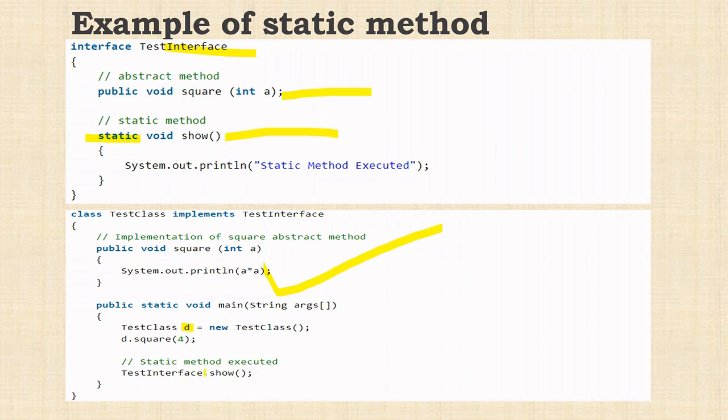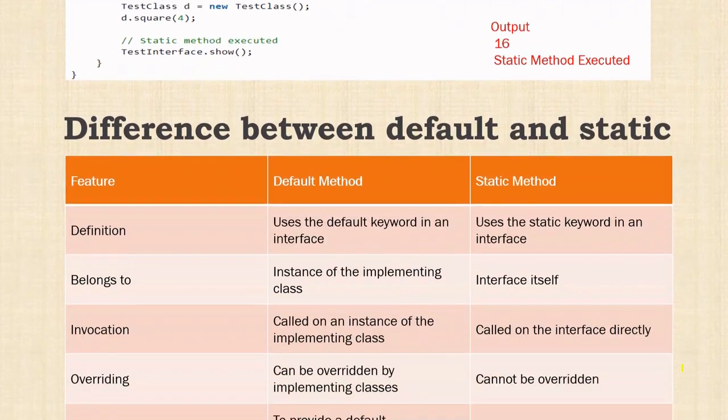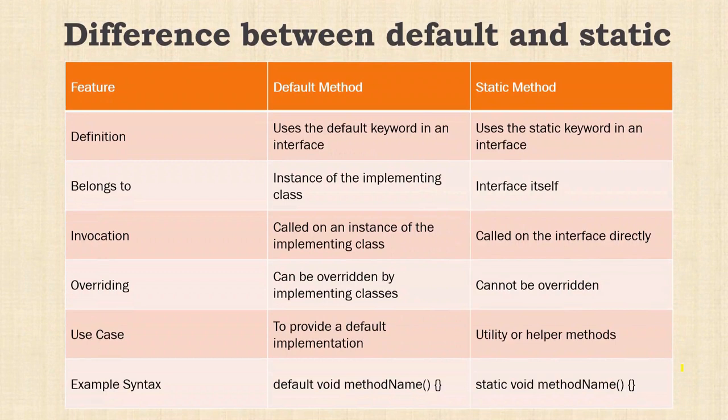Directly you can call it with the help of TestInterface.show. So with the help of the interface name, dot, method name, you can call a static method. Okay, so I think you understood. The output will be 16 and "static method executed". Okay, so we are going to see the difference between default and static method.